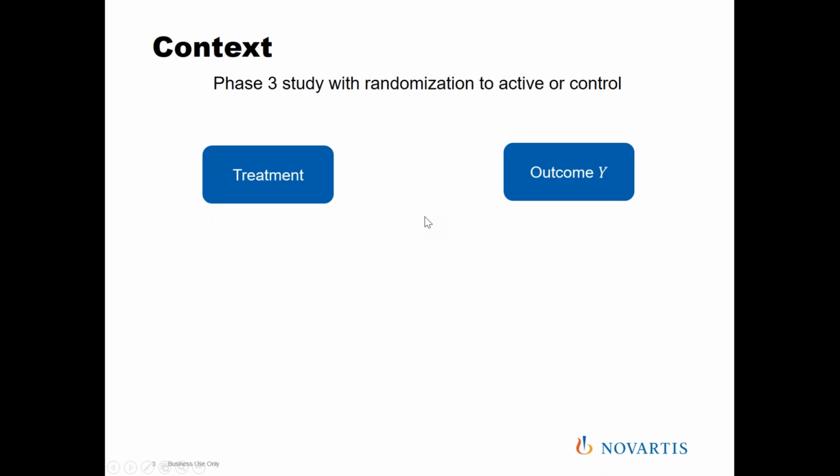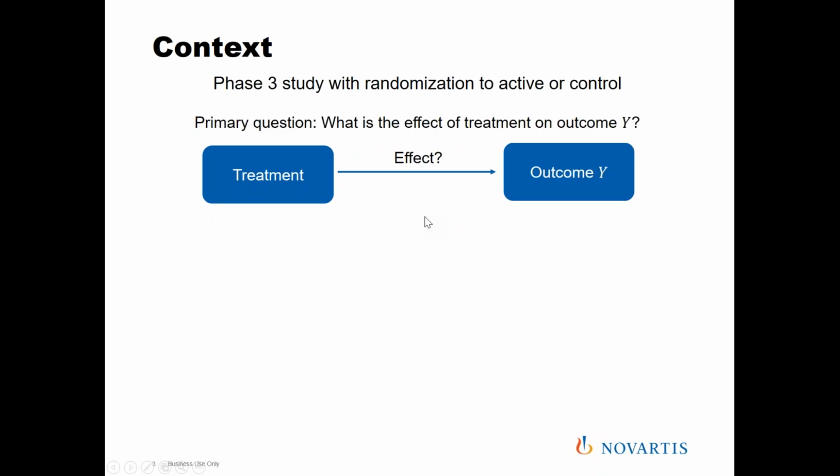So the context here is that we were in a situation with a phase 3 study that had been randomized to active treatment or control. And the primary question in this study was, what is the effect of treatment on an outcome Y, which in this case was a type of disease progression outcome?